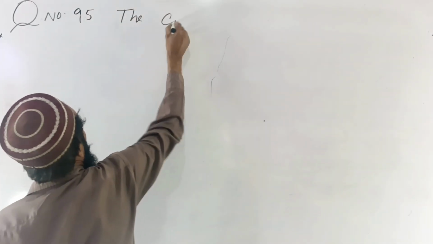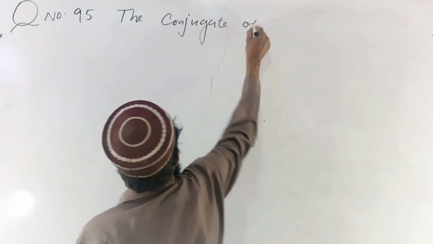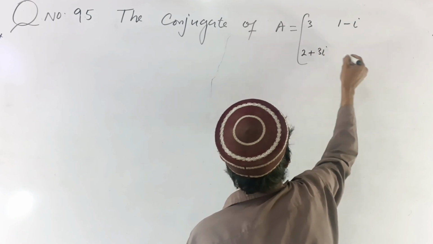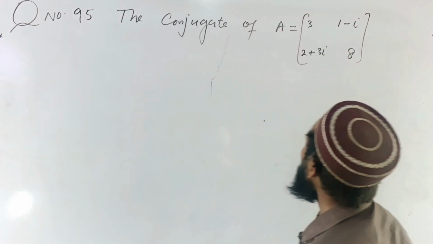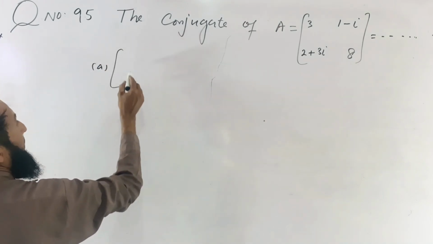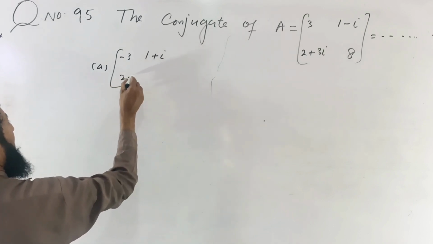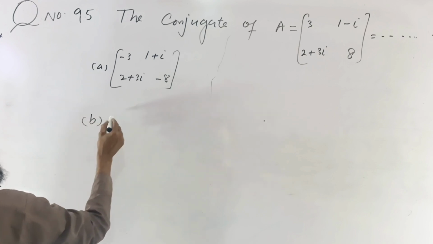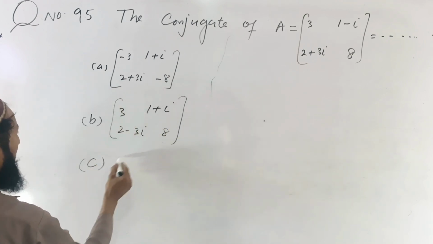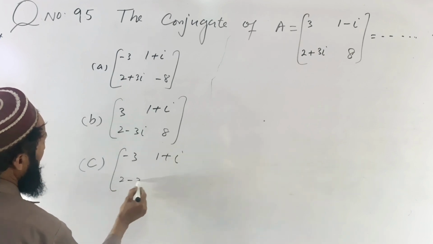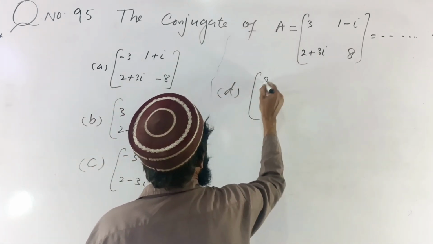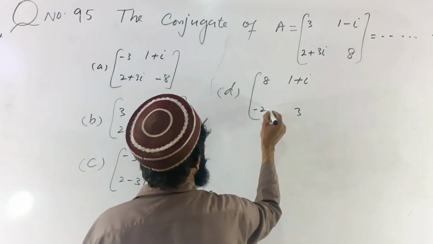The conjugate of A is equal to 3, 1 minus iota, 2 plus 3 iota, and 8. The conjugate of A is equal to: A, 3, 1 plus iota, 2 plus 3 iota, and minus 8. B is equal to 3, 1 plus iota, 2 minus 3 iota, and 8. C is equal to minus 3, 1 plus iota, 2 minus 3 iota, and minus 8. And D is equal to 8 and 3, and 1 plus iota, and minus 2 plus 3 iota.